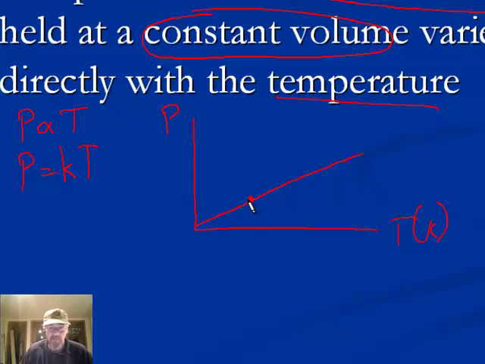And just like before, if you pick 2 points that are on the same line, which means same volume for a fixed number of gas, P2 corresponding to T2 and P1 corresponding to T1 are related in this 2-point form.